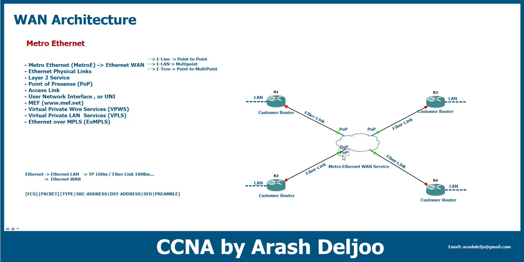This is near your building in most cases, and because of that, now you have connectivity to the service provider. And now this is the topology. In this topology, we have 4 branches. These 4 branches are connected to the service provider with fiber links that are provided by the service provider for us. And after that, we are connecting to the point of presence in the service provider.